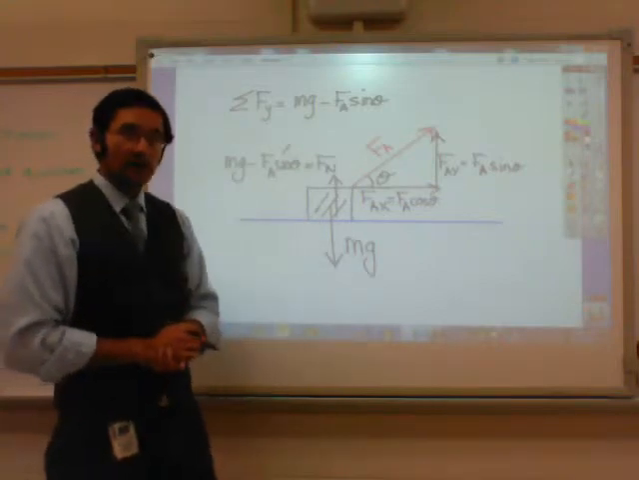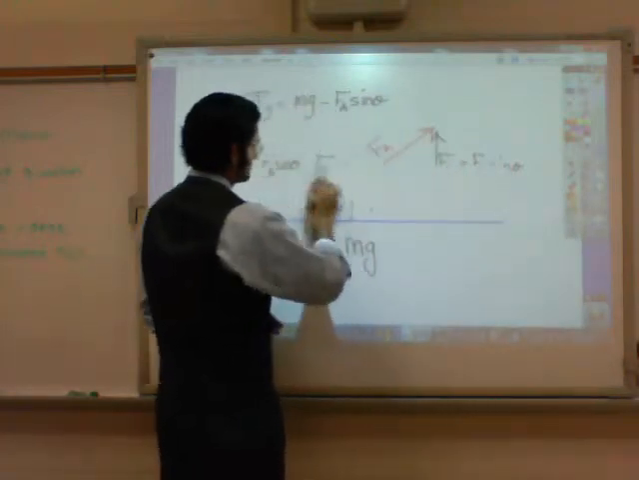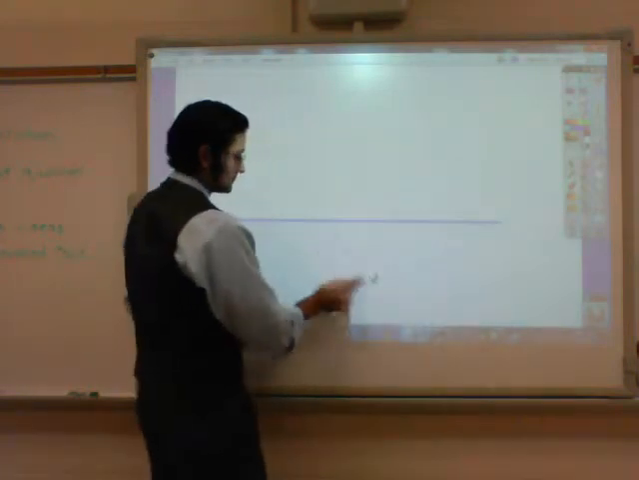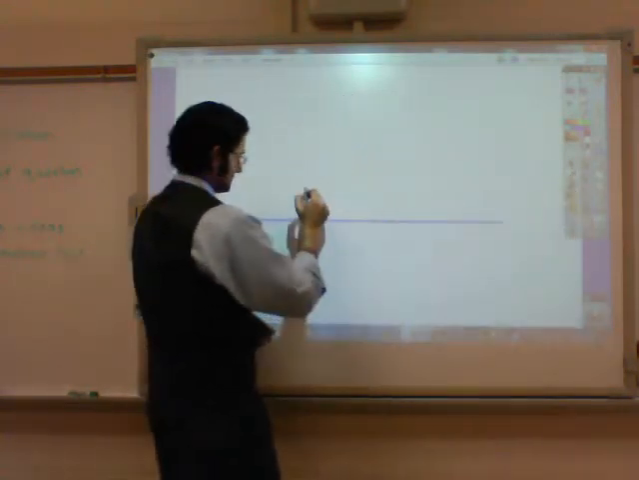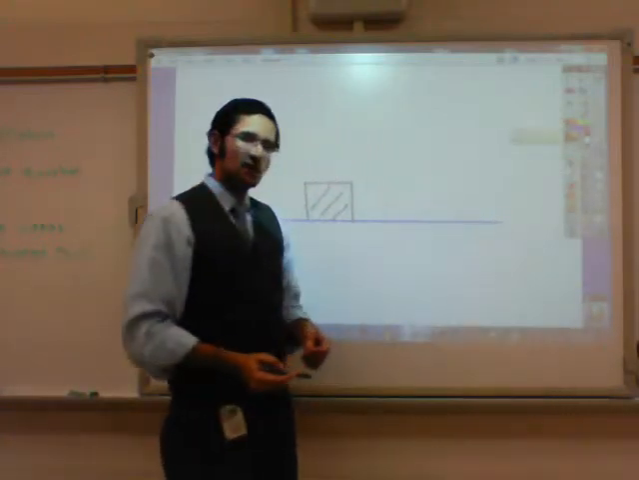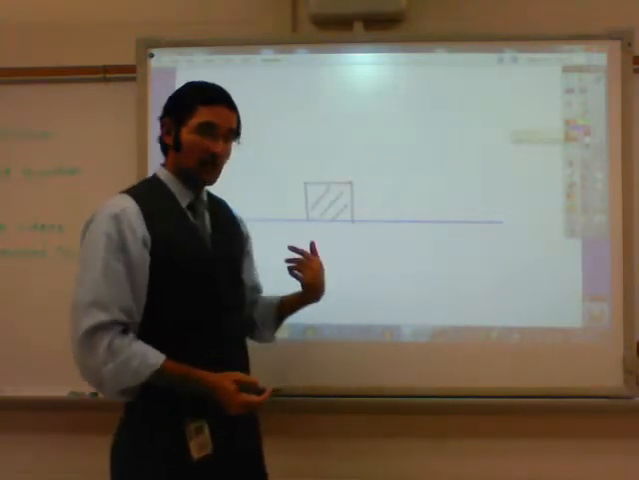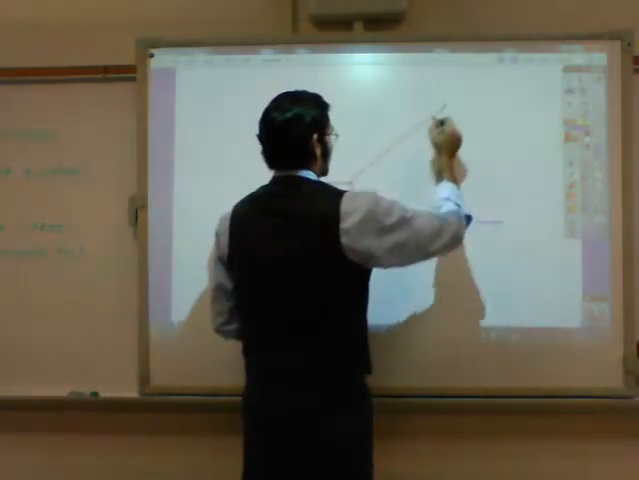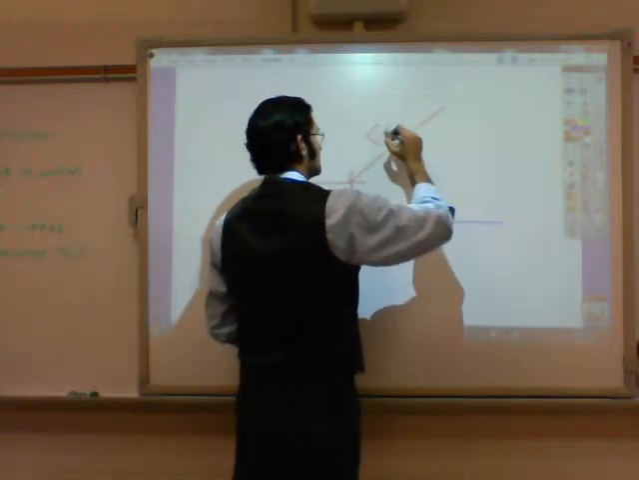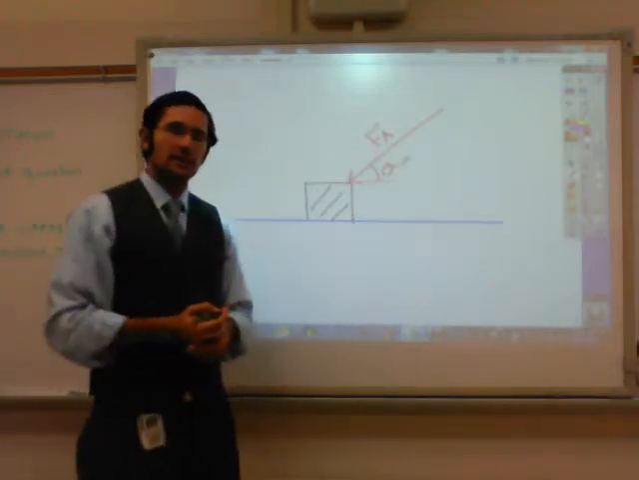Let's change the scenario again. We're going to take the same box, but now, instead of pulling the box up and to the right, we're going to push it down and to the left. So instead of pulling upwards, we're actually going to push down. It's still Fa, and the angle that it makes with the horizon is still going to be labeled as theta.